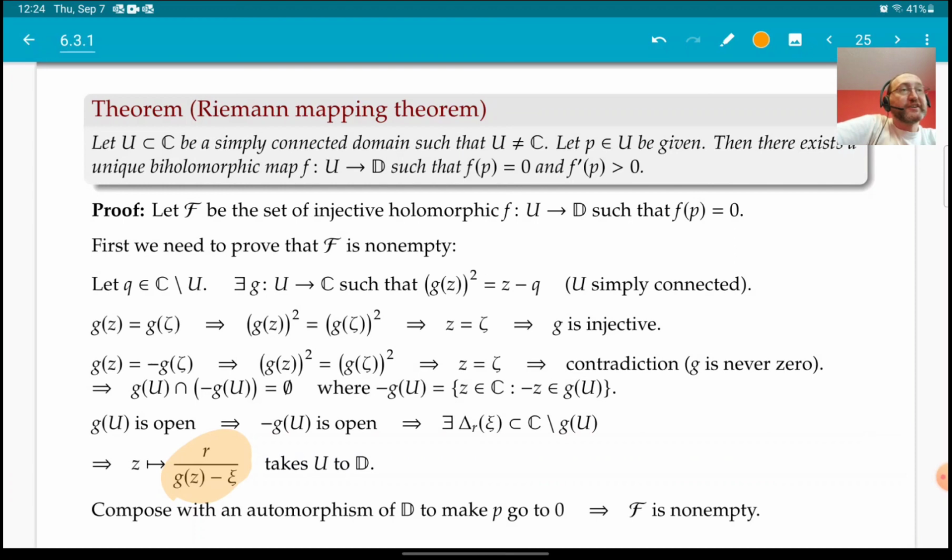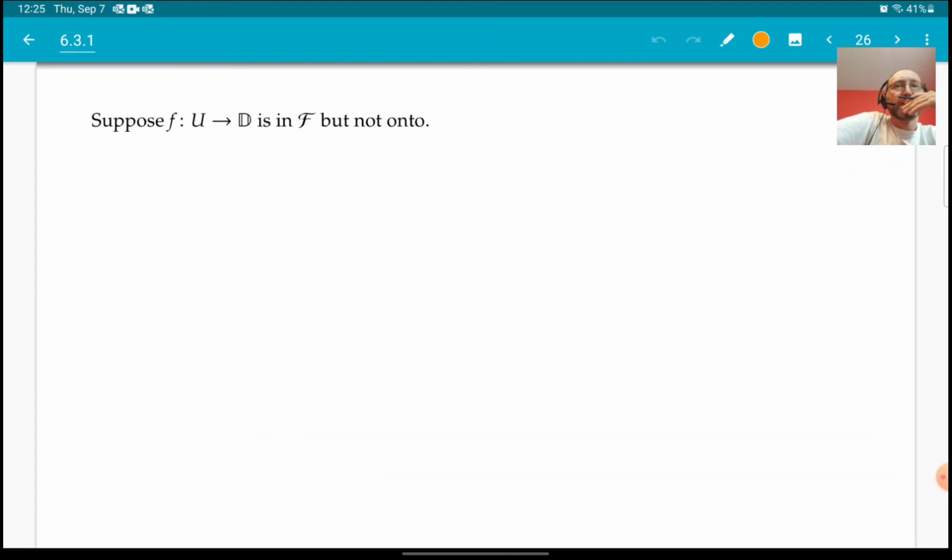So now we can start thinking about applying Montel, because we're going to need a normal family. Yes, that's easy. They're all bounded. They're all going to go into the disk. So Montel will tell us that we can find a mapping that maximizes the derivative. But it doesn't tell us that that's onto.